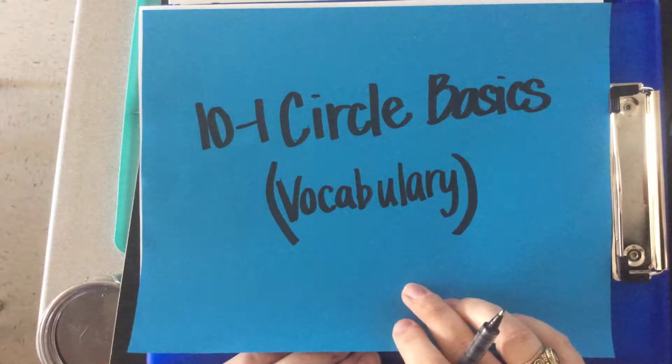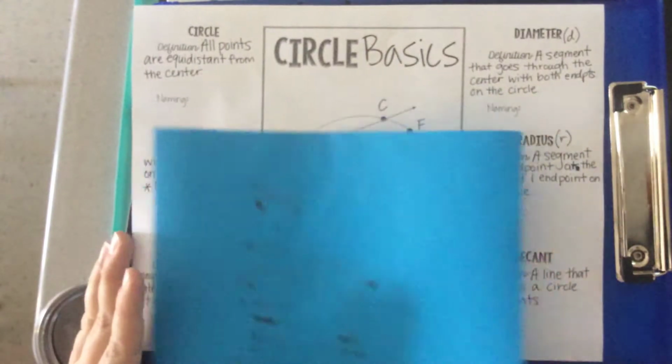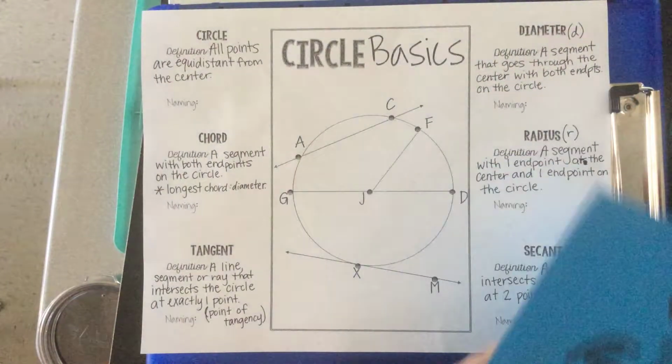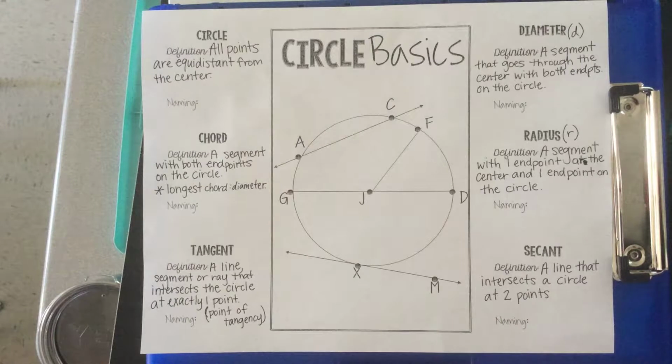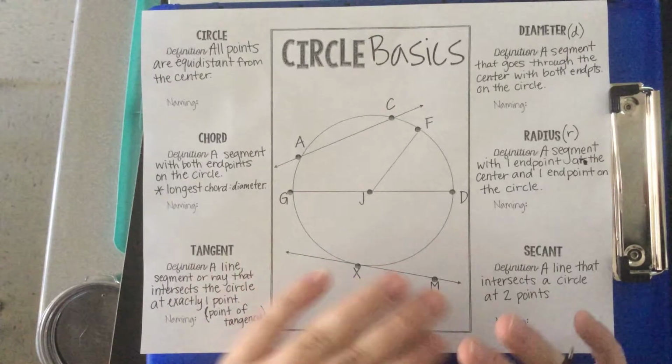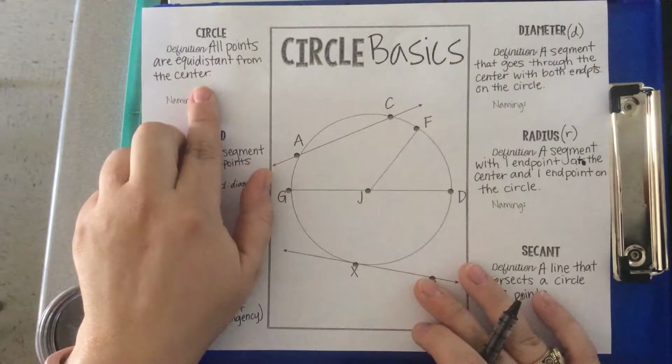Okay, so the first thing that we're looking at when we've got circle basics is what is a circle? Okay, and a circle is made up of all of the points that are equidistant from the center. Okay, so all the points that are equidistant from the center.